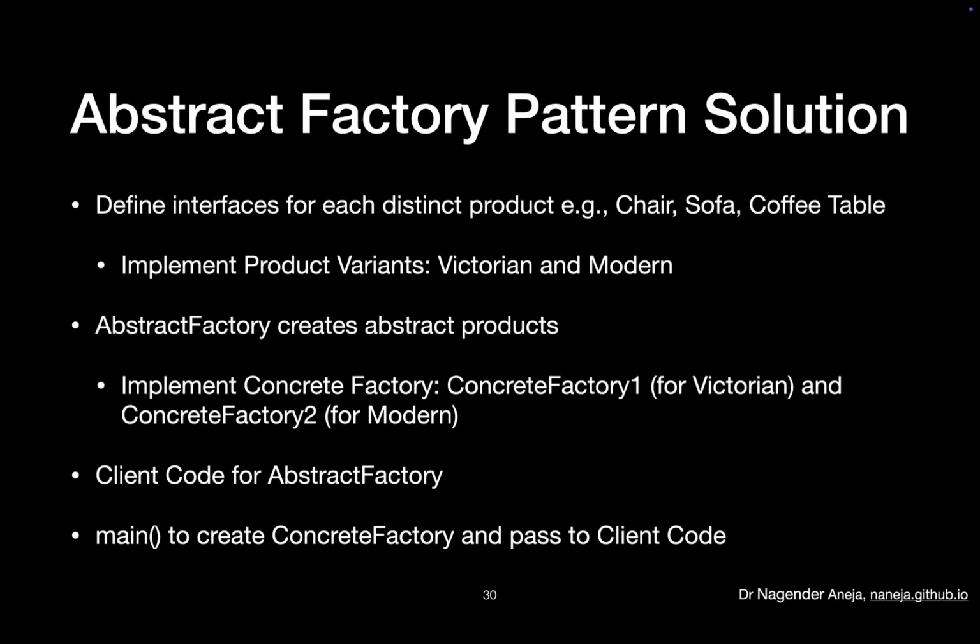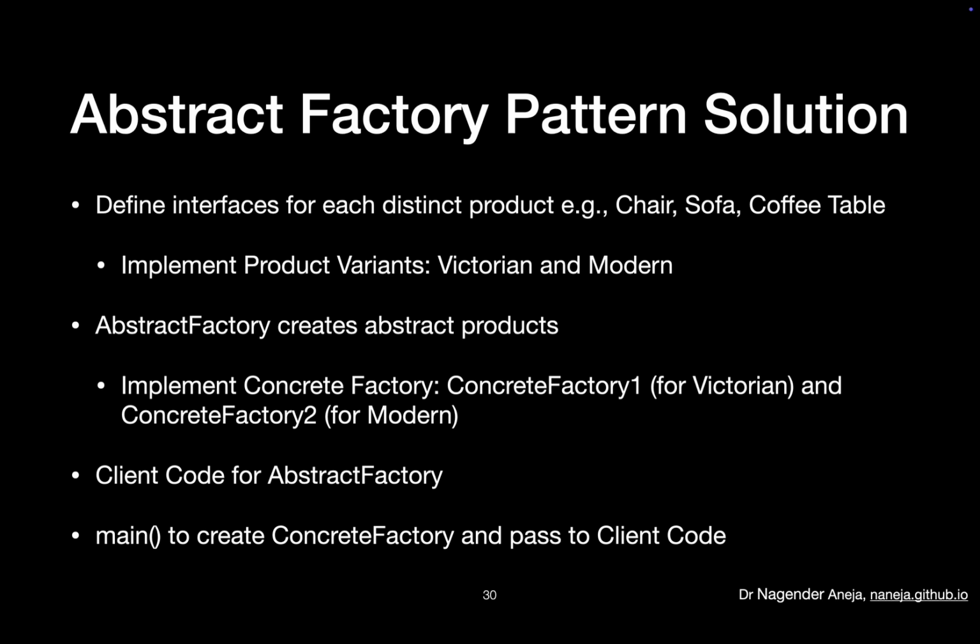Okay, so the abstract factory solution is, first, we should define interfaces for each distinct product. Whichever products you have, we must have some interface for that. Interface means we need to have some abstract classes. So we are going to have 3 abstract classes, because in this case we have 3. If your software has thousands of products, then you need thousands of abstract classes. So we have chair, sofa and coffee table, and we need 3 interfaces or 3 abstract classes.